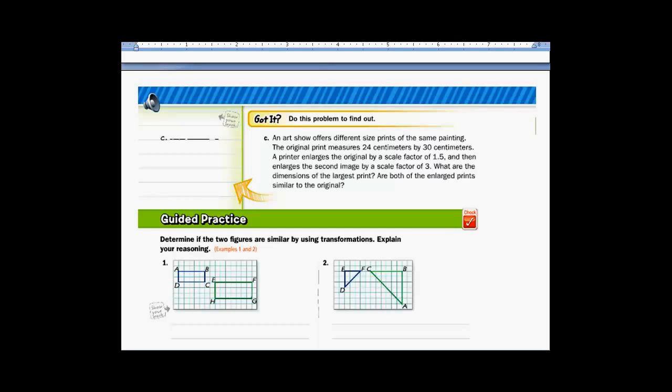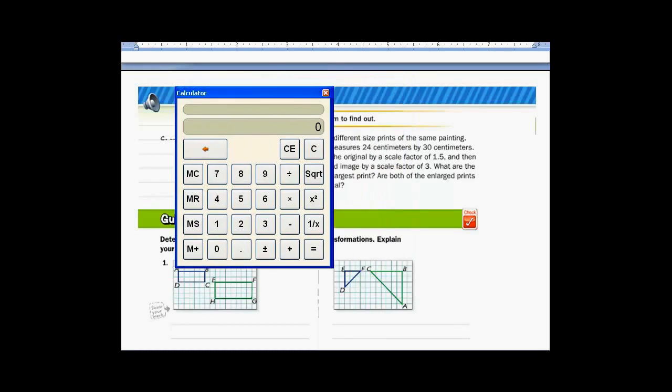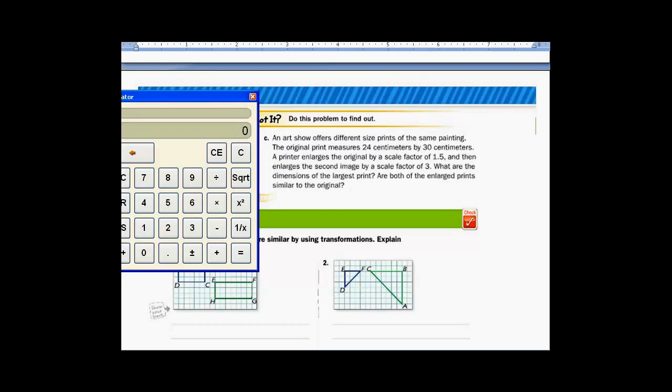So if we talk about multiplying this, we're enlarging this by a scale factor of 1.5. So we have 24, let me get my pen back here, 24 times 1.5. Let's move this out of the way so we can still see the problem. So 24 times 1.5 gives us 36. That would be, instead of a 24 by 30, we will now have a 36 by 30 times 1.5 by 45.